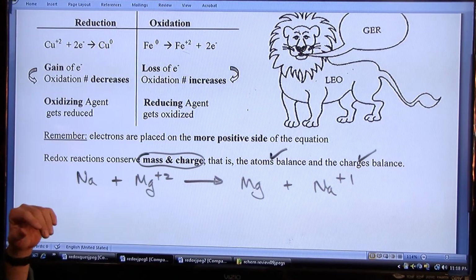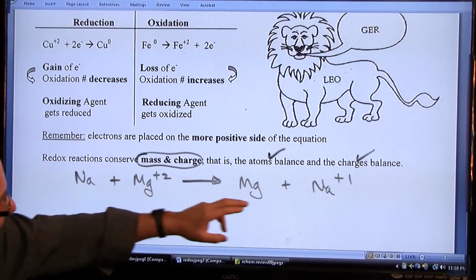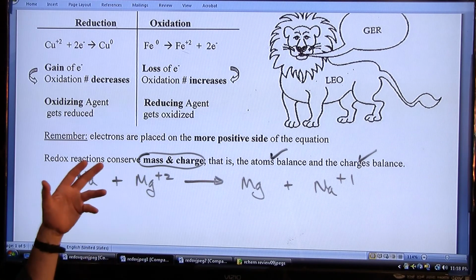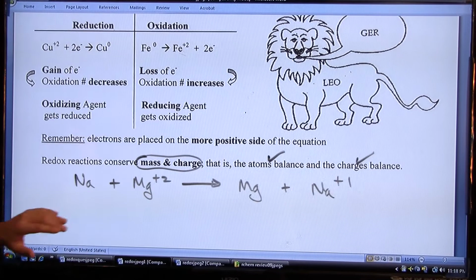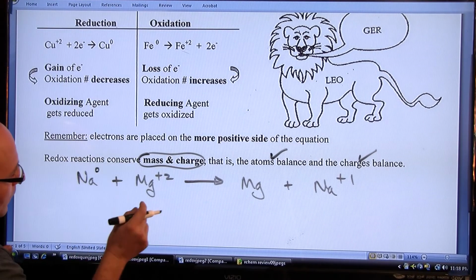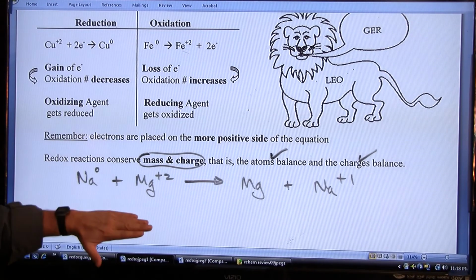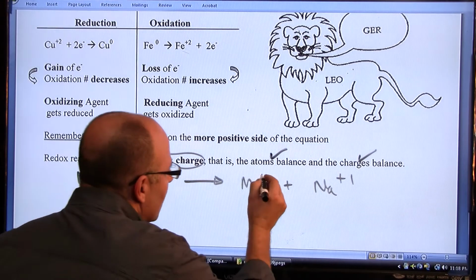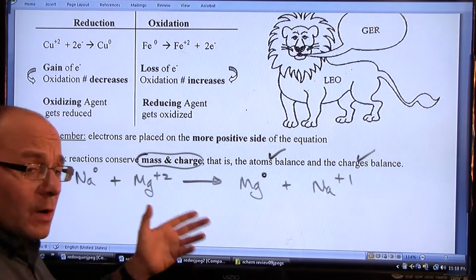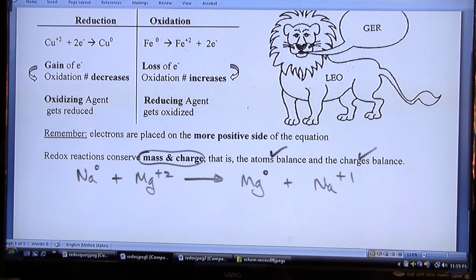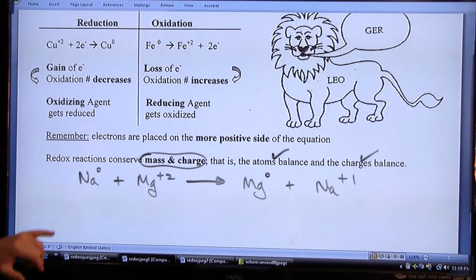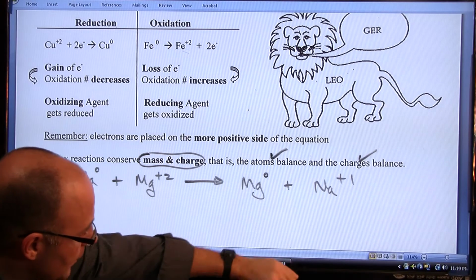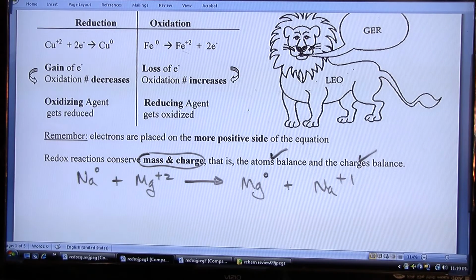Now the atoms balance in this case, 1 Na and 1 Na, 1 Mg and 1 Mg, but the charges don't balance. Because the total charge on this side, for the Na it's 0, for the Mg is +2. So the total charge on this side is +2, while the total charge on the right side is +1. So there's a charge imbalance. And in order to balance this, we have to change the coefficients, which at the moment are 1, 1, 1, and 1. Remember, the coefficient of 1 is always assumed.